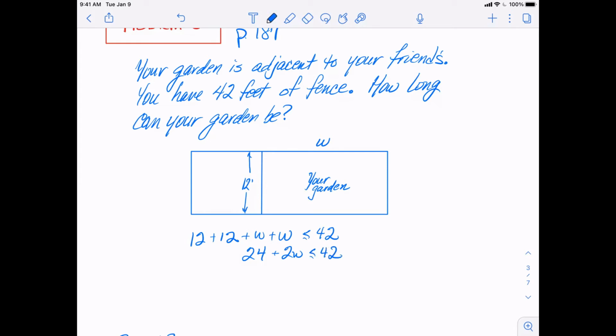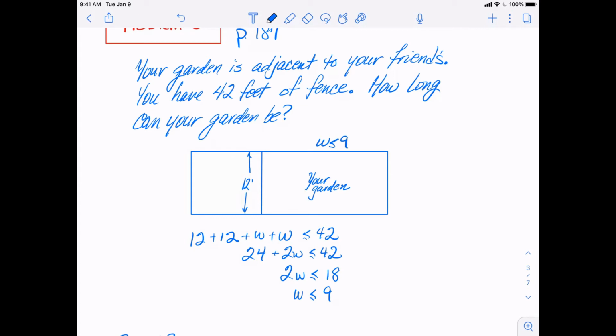42. We subtract 24 from each side, and we get 2W is less than or equal to 18. And then we divide both sides by 2, and we get W is less than or equal to 9. So what that means is that the width of your garden has to be less than or equal to 9.